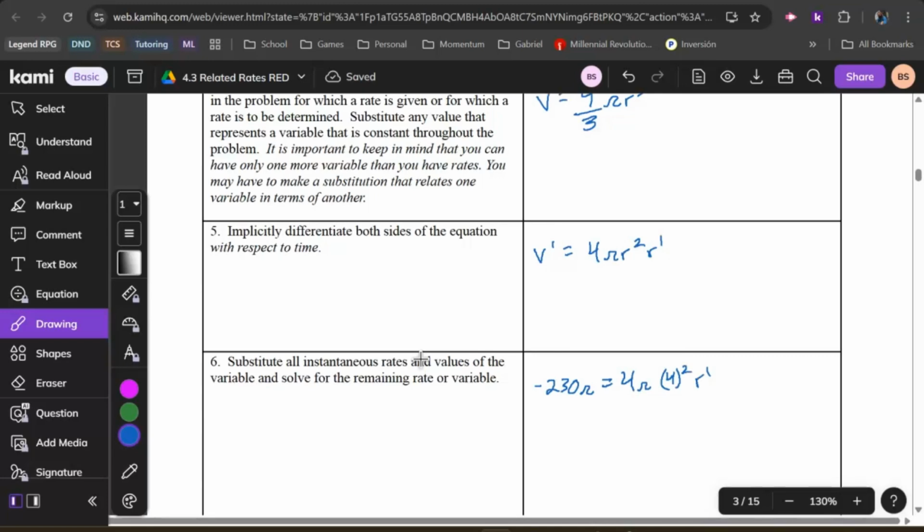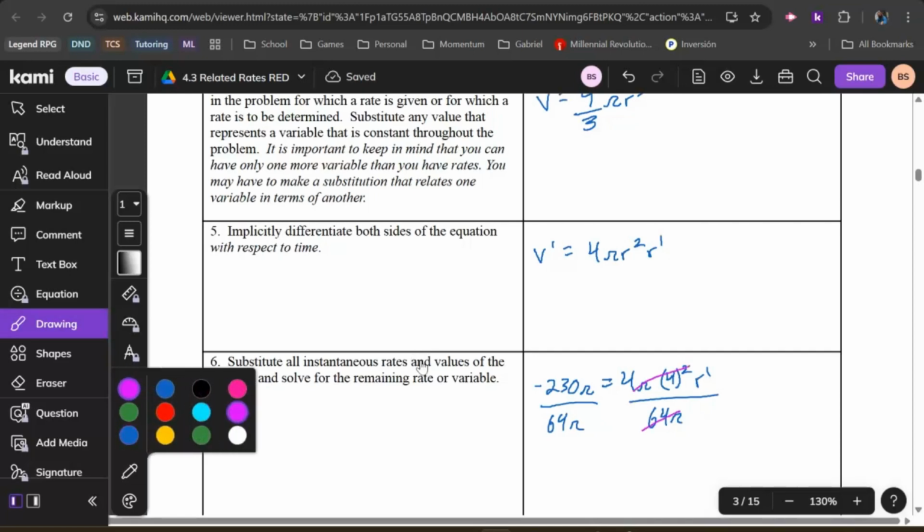So what this means is we're going to have to move all this over. So we're going to divide, and I'm going to do this at the same time, because I think you're smart, you can handle it. 4 times 4 squared. Well, that's 4 times 4 times 4, which is 64. So we're going to divide by 64 pi. And if we do that, the pi on this side cancels out, and we're going to be left with r prime equal to this.